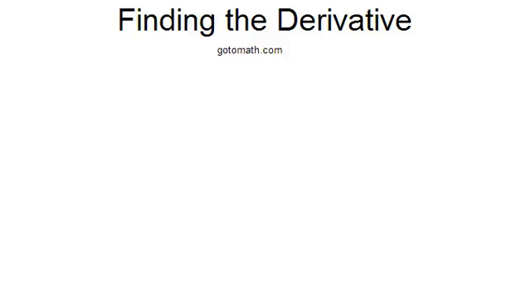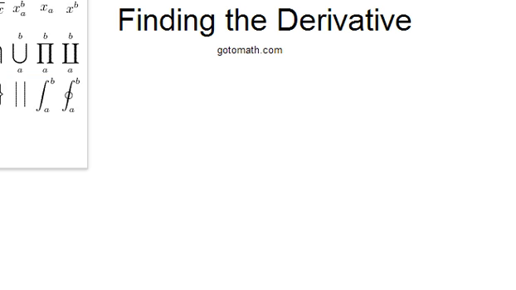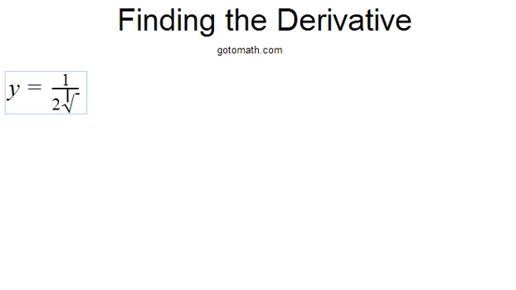We are finding derivatives, and we're going to work more of the same. So let's look at y is equal to 1 over 2, and this time we're going to do the cube root of x squared. All right. So you're going to have to freshen up on your algebra.